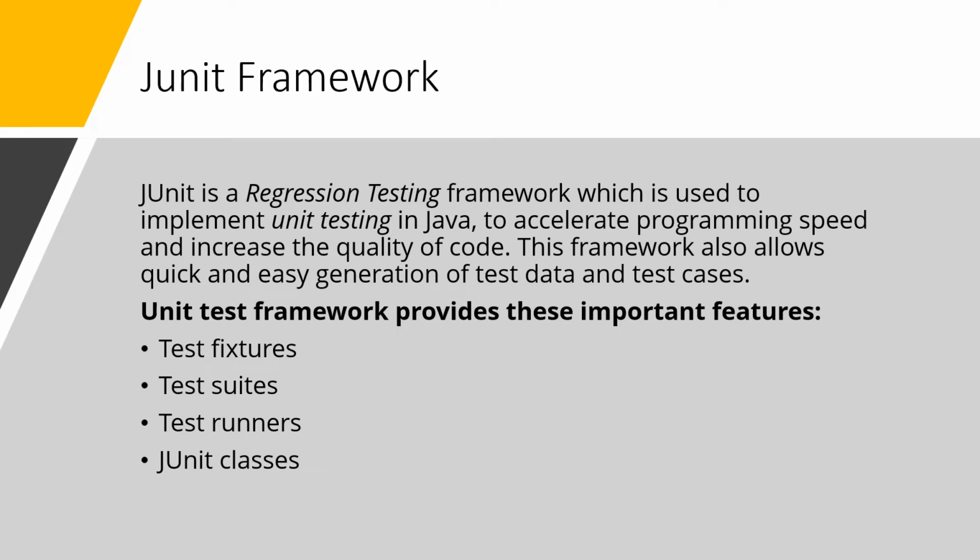Talking about the JUnit framework. JUnit is a regression testing framework which is used to implement unit testing in Java to accelerate programming speed and increase the quality of code. This framework also allows quick and easy generation of test data and test cases. The unit test framework provides these important features: test fixtures, test suites, test runners, and JUnit classes.